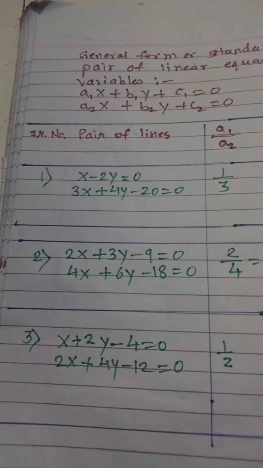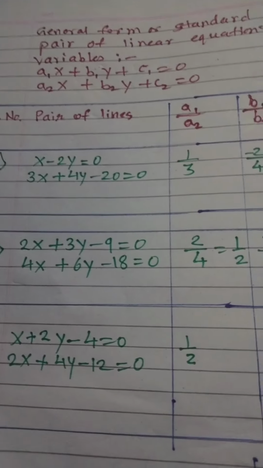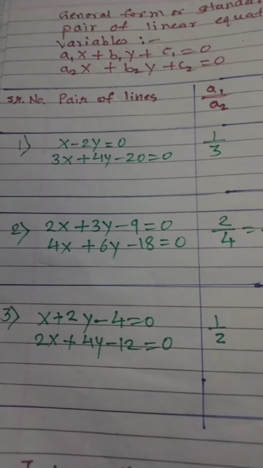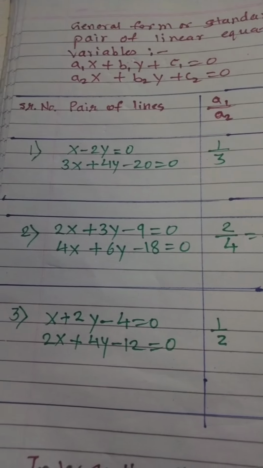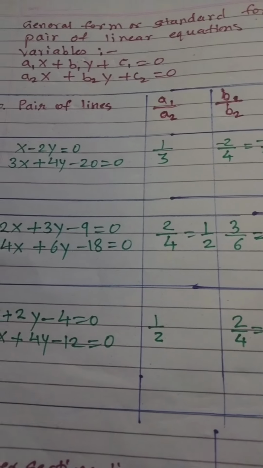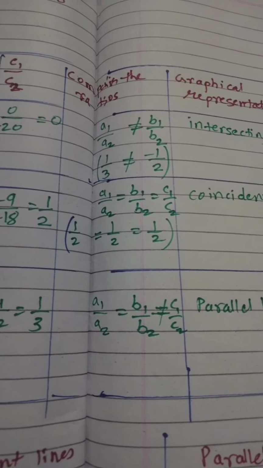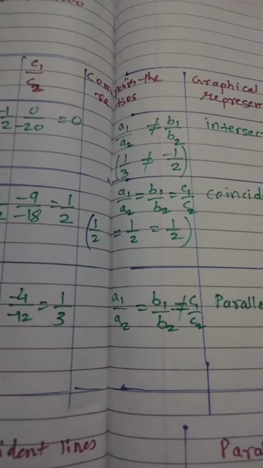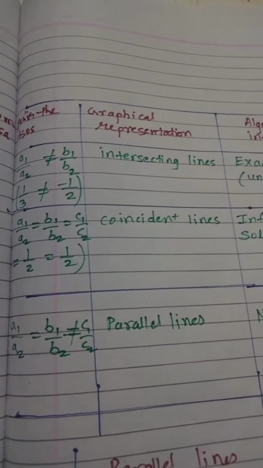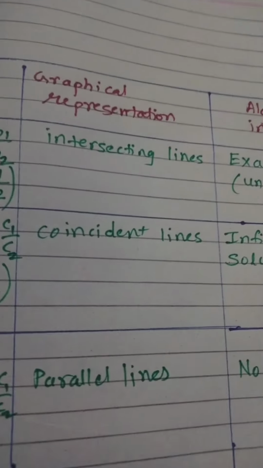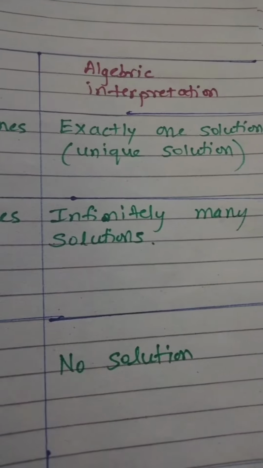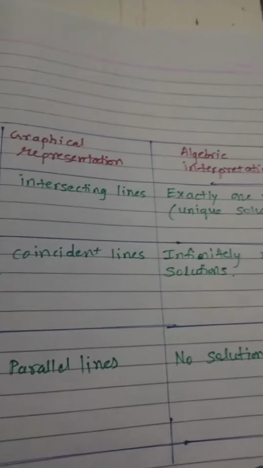The second example is 2x plus 3y minus 9 is equal to 0 and 4x plus 6y minus 18 is equal to 0. So these are the pair of lines. After comparing the ratios, here a1 upon a2 is equal to b1 upon b2 is equal to c1 upon c2, that is 1 upon 2 is equal to 1 upon 2 is equal to 1 upon 2. So the graphical representation will be coincident lines. So there will be infinitely many solutions for these coincident lines.